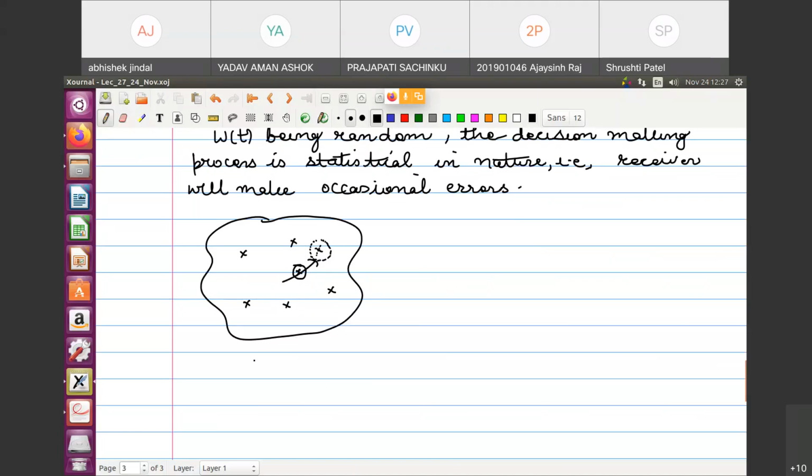But I may be wrong as well, because the intensity of push can be high enough that this point might also got pushed at this point. Okay. So this might easily happen.